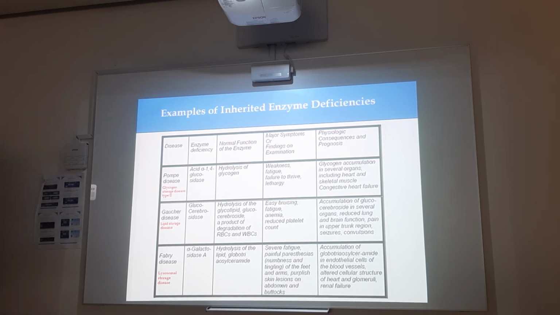But you will need to learn about Pompe disease, which is glycogen storage disease type 2. Basically it leads to glycogen accumulation in several organs, especially the liver, resulting in congestive heart failure. If you look into the lipid storage disease, Gaucher disease, accumulation of glucocerebroside in several organs, reduced lung and brain function, pain in the upper trunk region, seizures, convulsions.